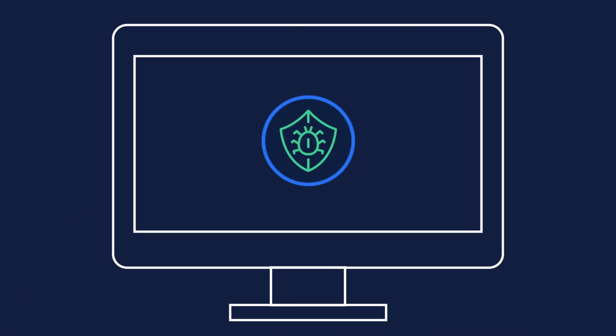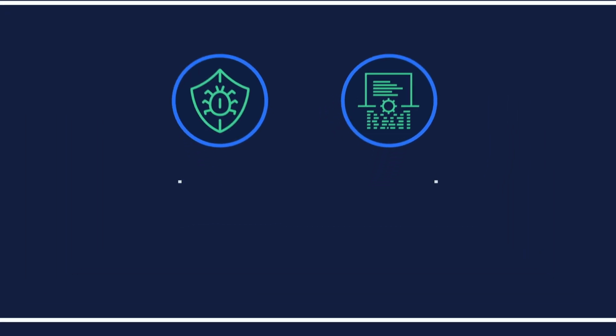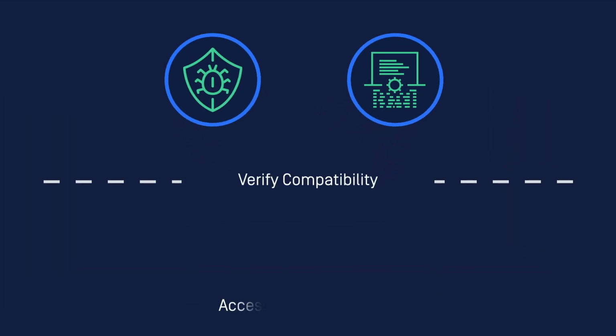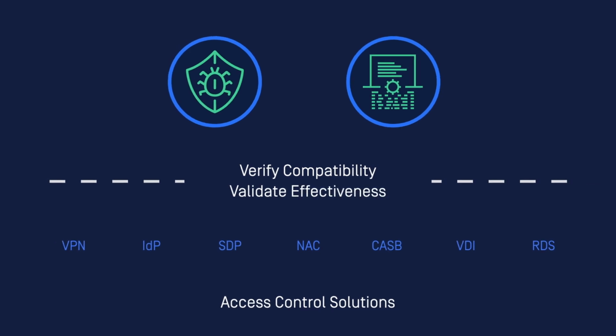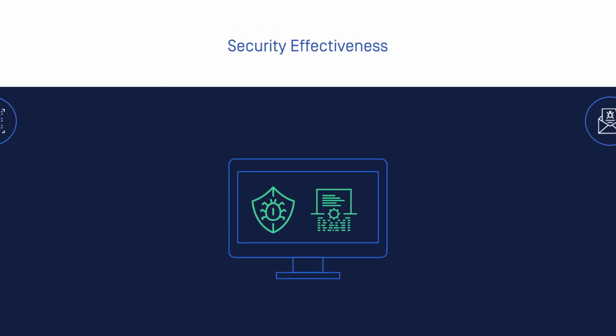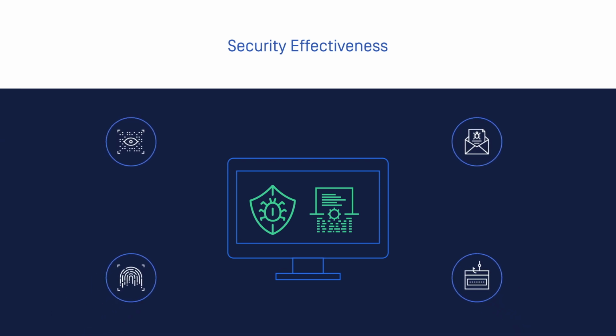Before you select an anti-malware, both traditional and next-gen, or disk encryption product to protect your device, you need to verify its compatibility with access control solutions such as VPN, IDP, SDP, NAC, CASB, VDI, and RDS to assure its effectiveness as a cyber threat preventive. Security effectiveness defines how a product behaves against real threats in IT and OT environments.